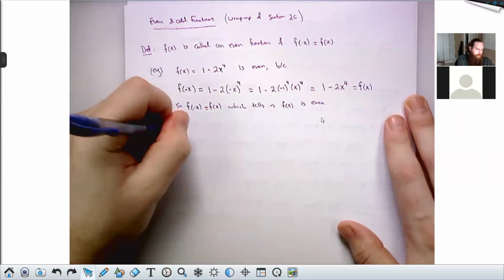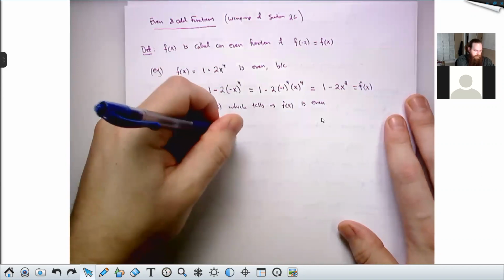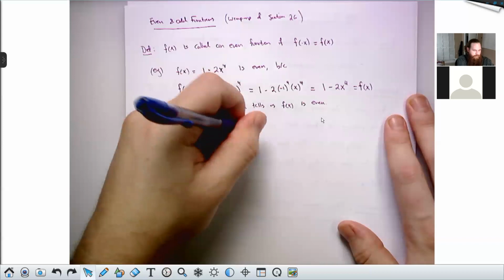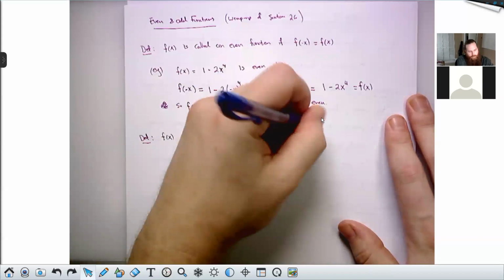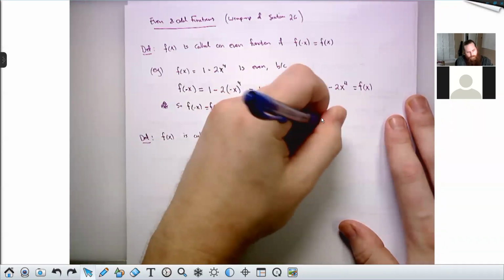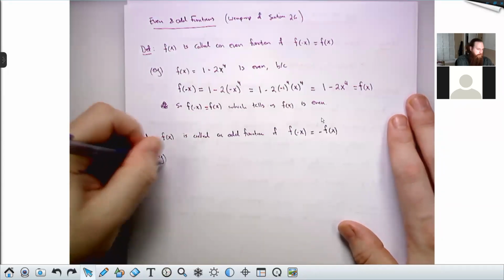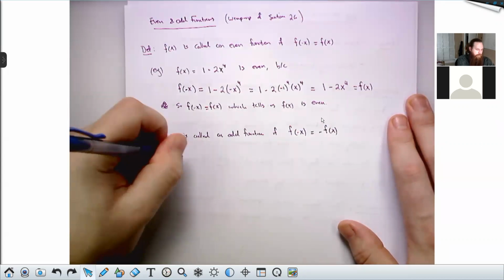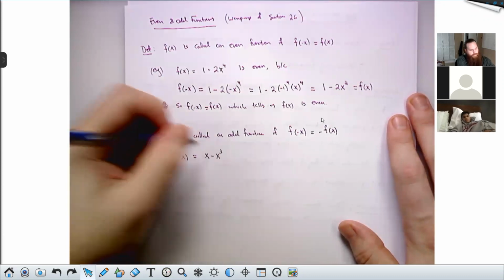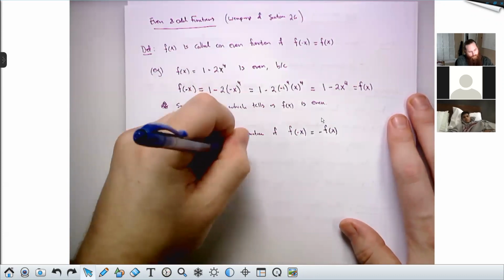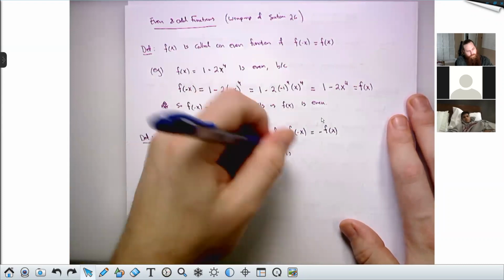A function is called an odd function if f of negative x is equal to the negative of f of x. So the same sort of thing, just a different output. So an example here, the function f of x equals x minus x cubed. Let's show that f is odd.